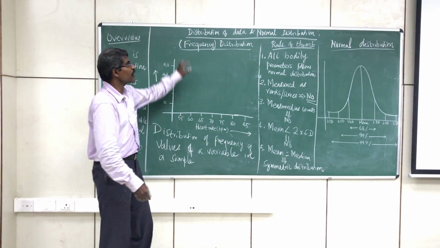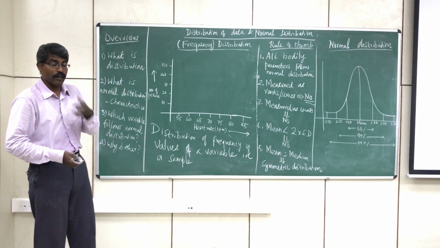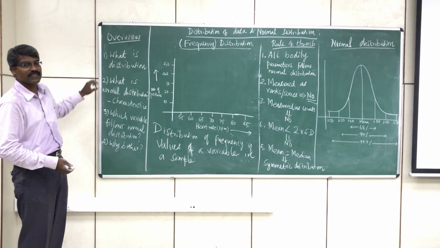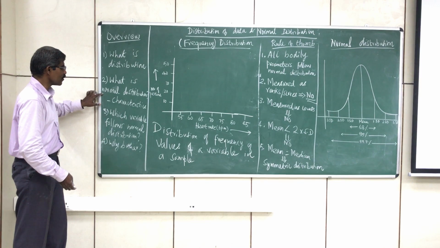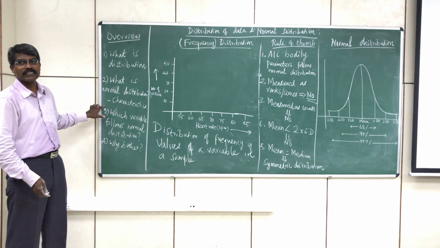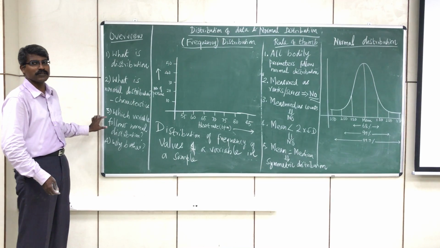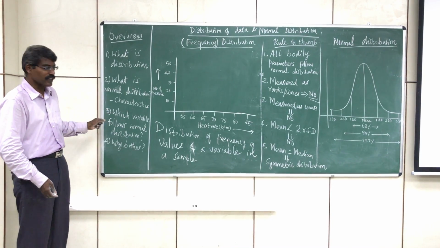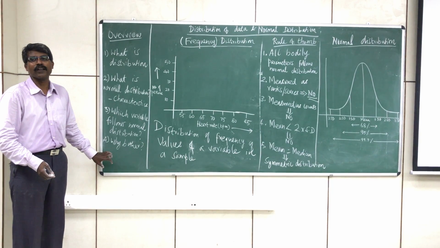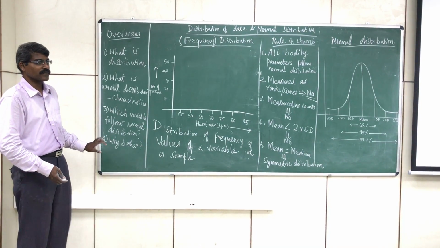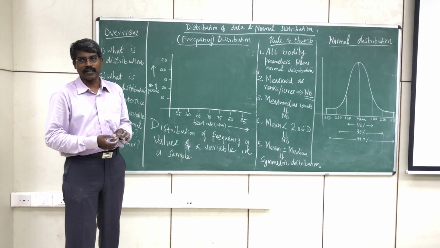This session we'll see about distribution of data and normal distribution. To give an overview of what we are going to see in this session, we'll see what is distribution, what is normal distribution, what are the characteristics of normal distribution, which variable follows normal distribution and what is the rule of thumb regarding this, and finally why we are more concerned about a variable following normal distribution.